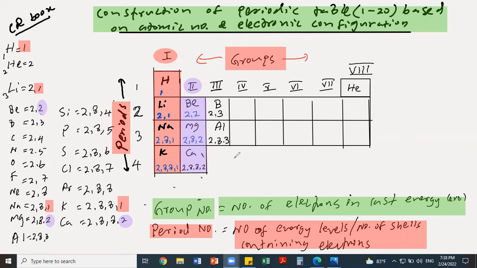Actually, they can easily lose 3 electrons and become 3 plus ions. I'll come to that later. Let's see the formation of the ions later. First, let's build up the periodic table. I'll highlight them with a different color. I'll highlight them blue.